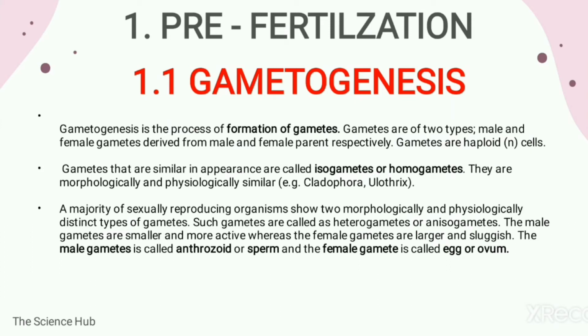A majority of sexually reproducing organisms show two morphologically and physiologically distinct types of gametes. They are called as heterogametes or anisogametes. The male gametes are smaller and more active, whereas the female gametes are larger and sluggish. The male gamete is called antherozoid or sperm, and the female gamete is called egg or ova.